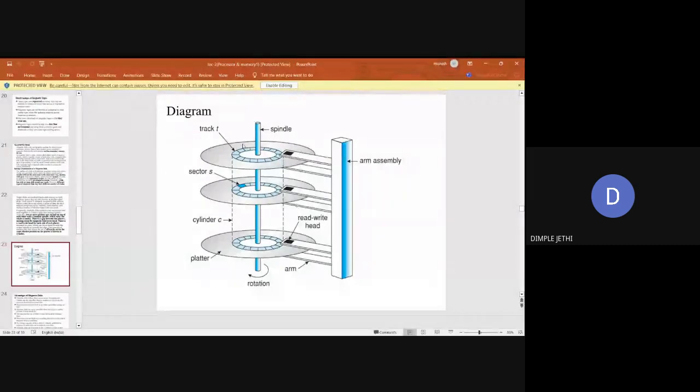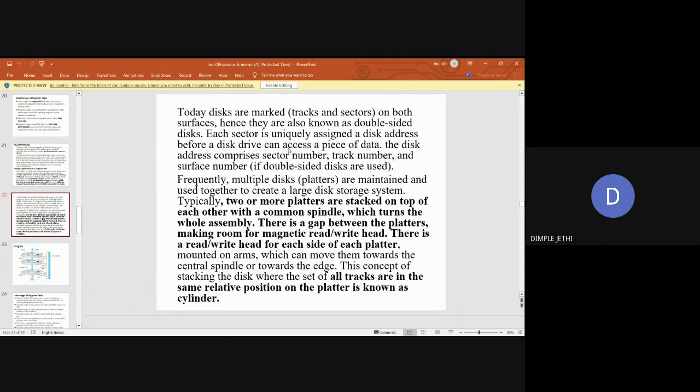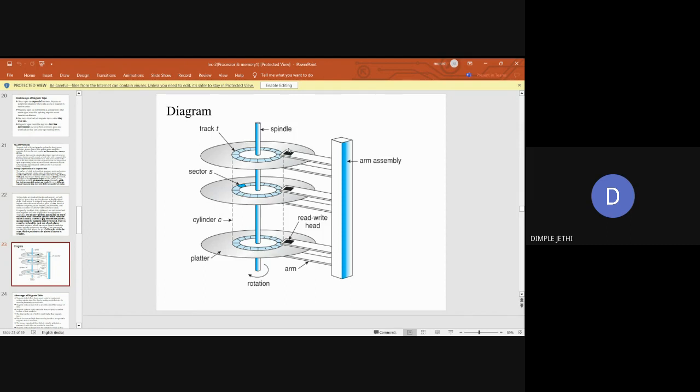So on each platter you have a different read and write head for the different surfaces, for top surface, for bottom surface, for top surface, for bottom. So these are your read and write heads, and these are placed on arms, read write arms. So these are called arms, and on each arm you have a head, a different head for each side of the platter. Clear?